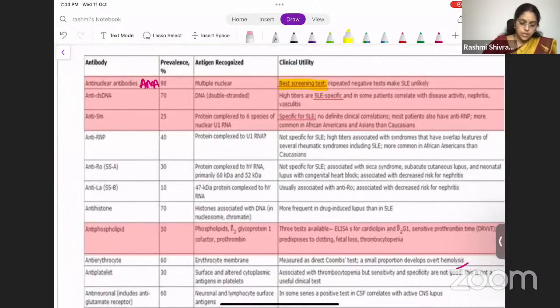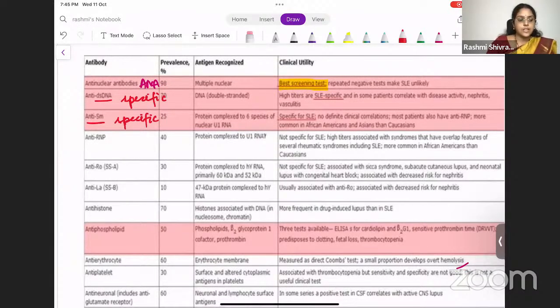Right. So next we go on to anti-dsDNA, double-stranded DNA. What is this? It is directed against the antigen, which is the double-stranded DNA. This is very, very specific. Anti-Smith antibody and anti-dsDNA antibody are very, very specific to SLE.